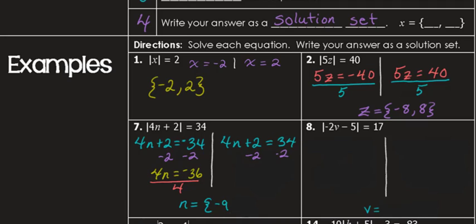Subtract 2 from both sides. 4n equals 32, divided by 4. 32 divided by 4 is +8. It's okay if you wrote 8 before the -9. Please pause the video and attempt number 8.